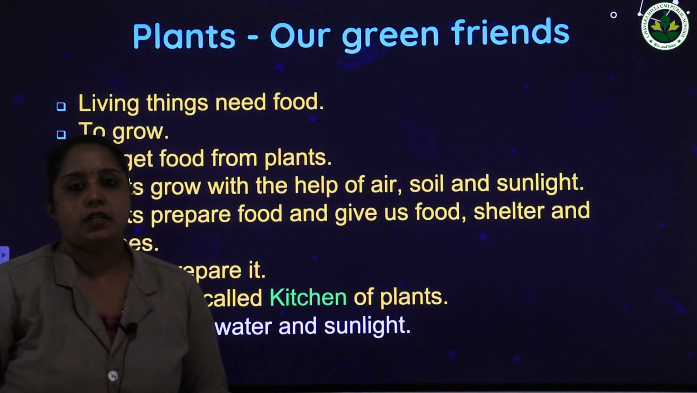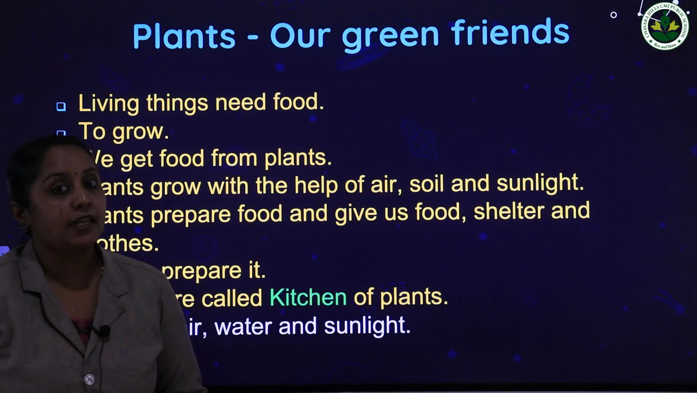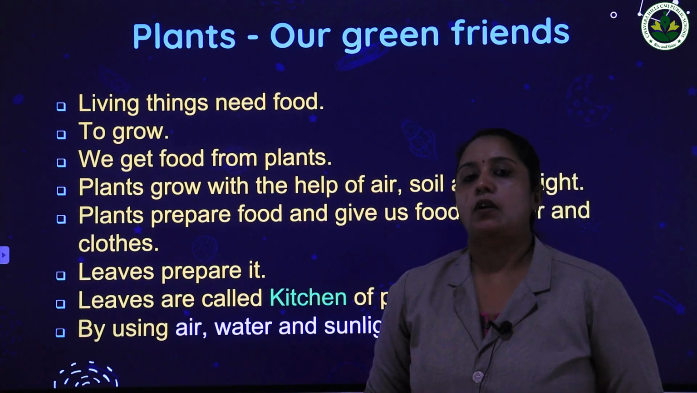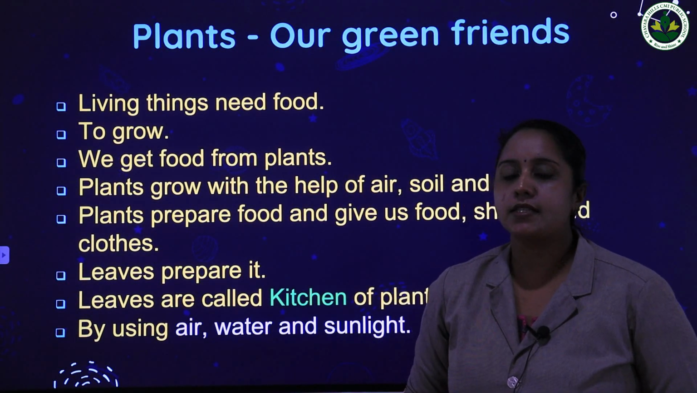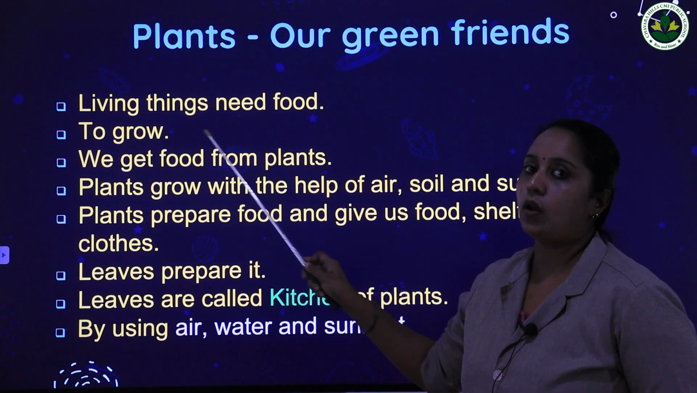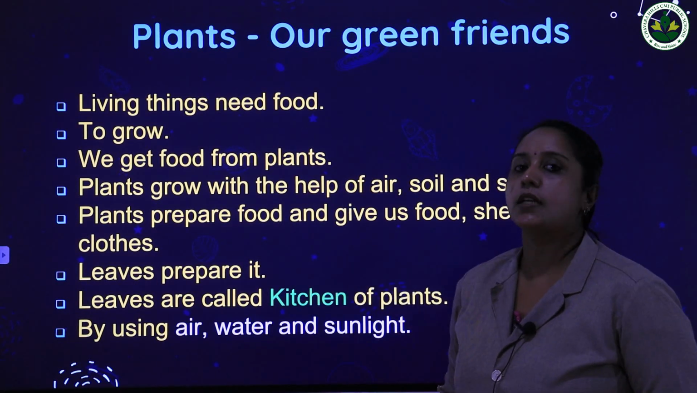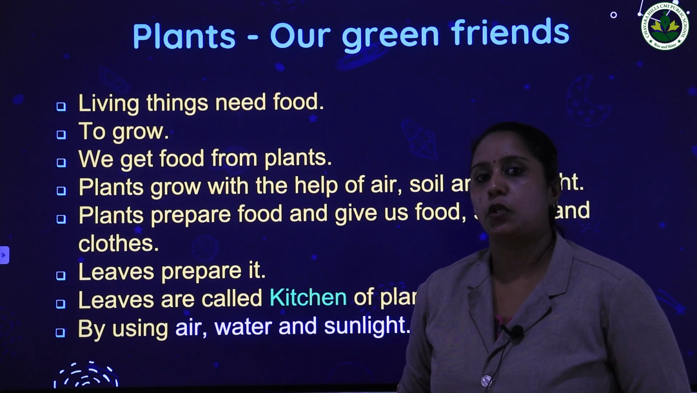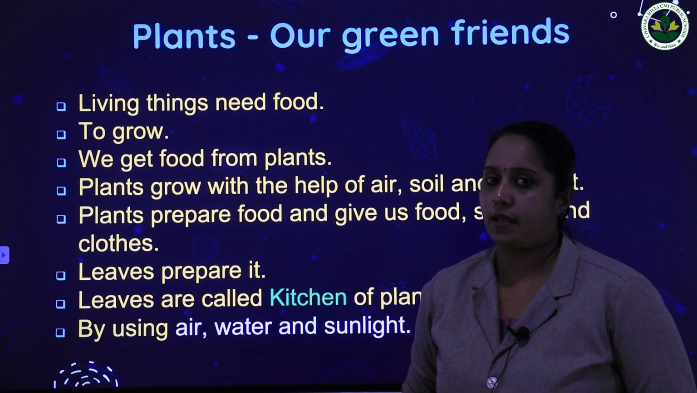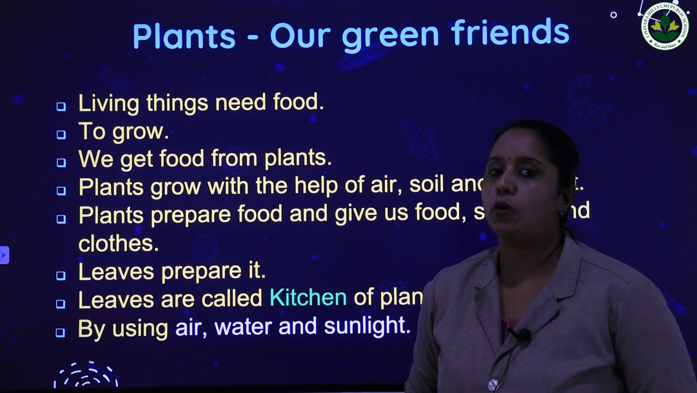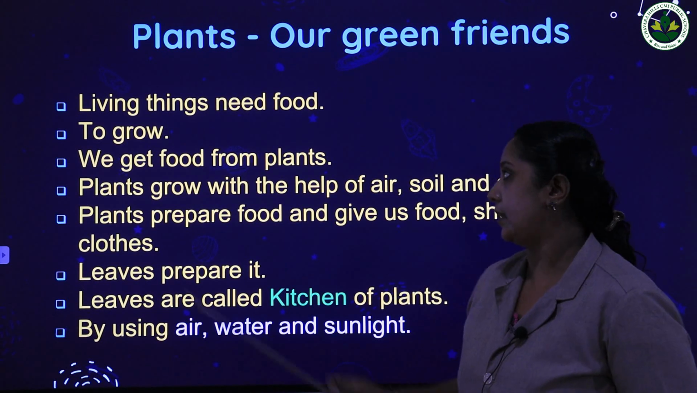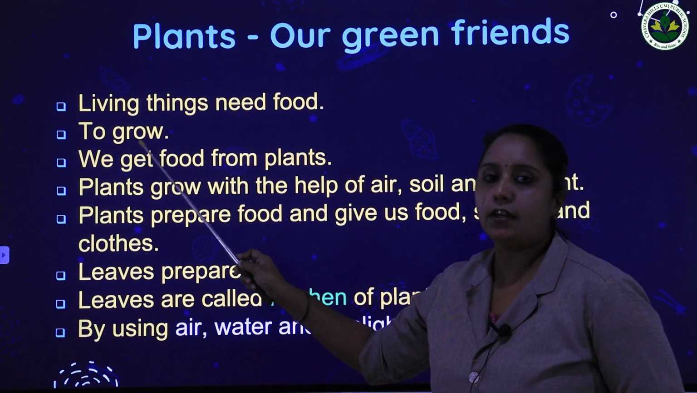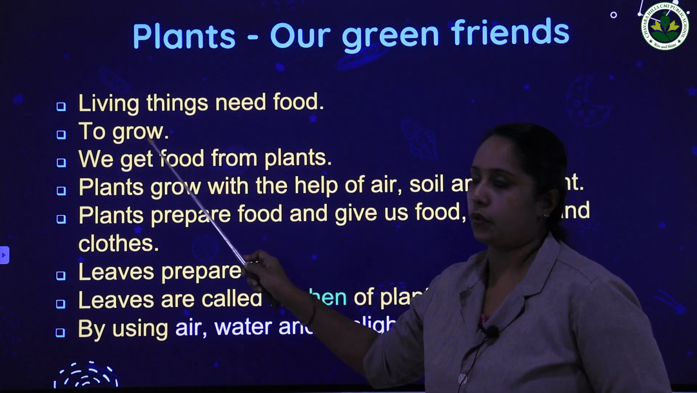Now I already told you that plants are our green friends. So we have learned about living things. Do you recall the characteristics of living things? Living things need food. All living things need food. Now which are the different examples for living things? We studied that plants, animals, human beings and birds are all examples. So in this lesson we are studying about plants. So plants are living things. So all living things need food. Why do they need food? They need food to grow.